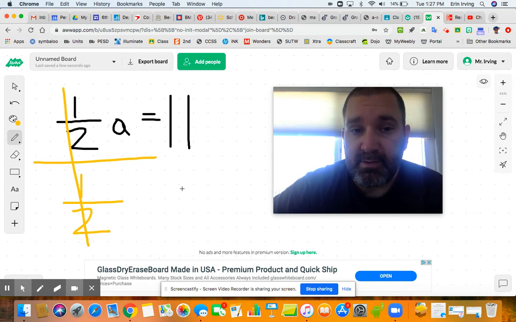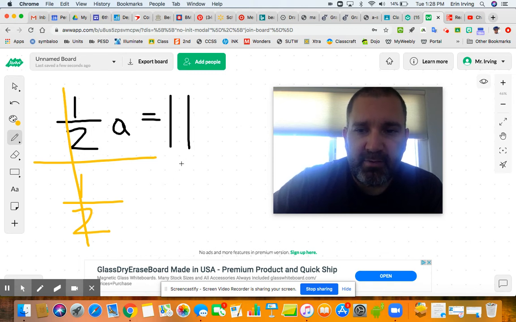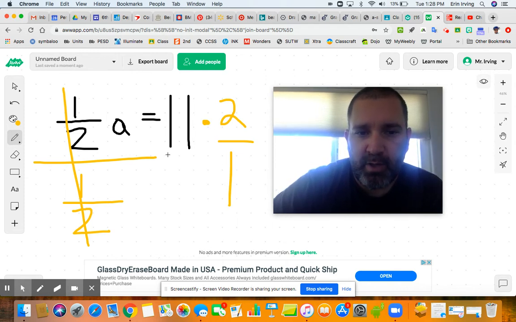But this is where it could get slightly tricky. I remember back in October, November maybe, where we learned this. When we're dividing by a fraction, that is the exact same thing as multiplying by its inverse. So what I'm going to do is invert that fraction 1/2. It's now going to become 2 over 1. Remember that we can rewrite the number 11 as 11 over 1. And now we just simply multiply it straight across.